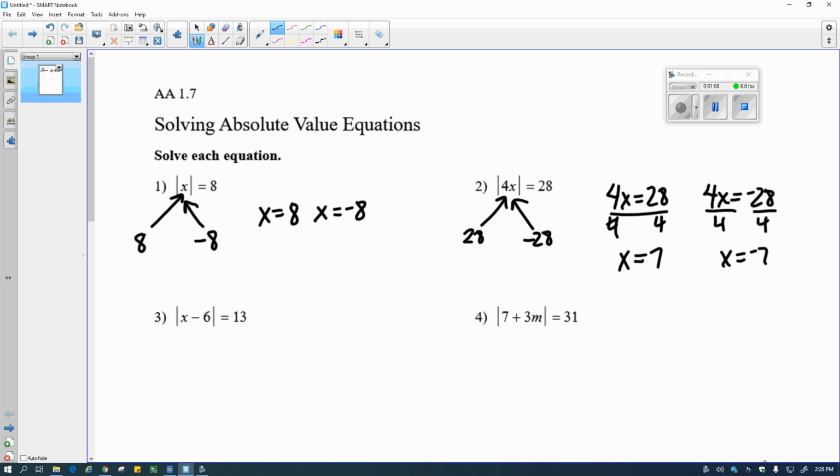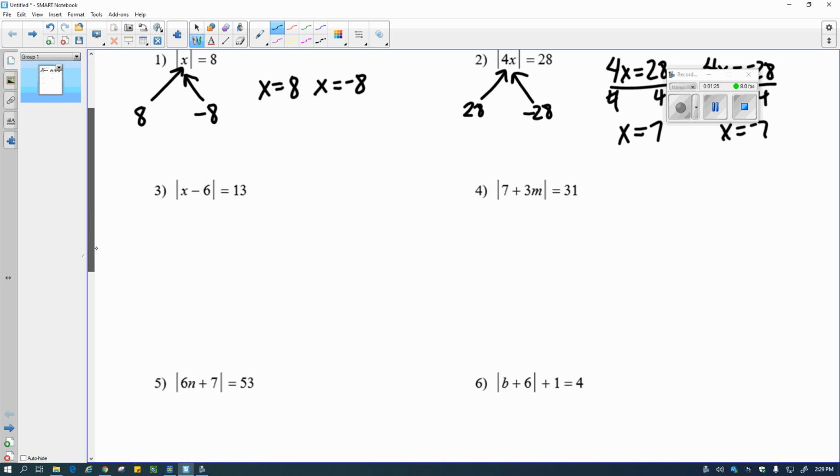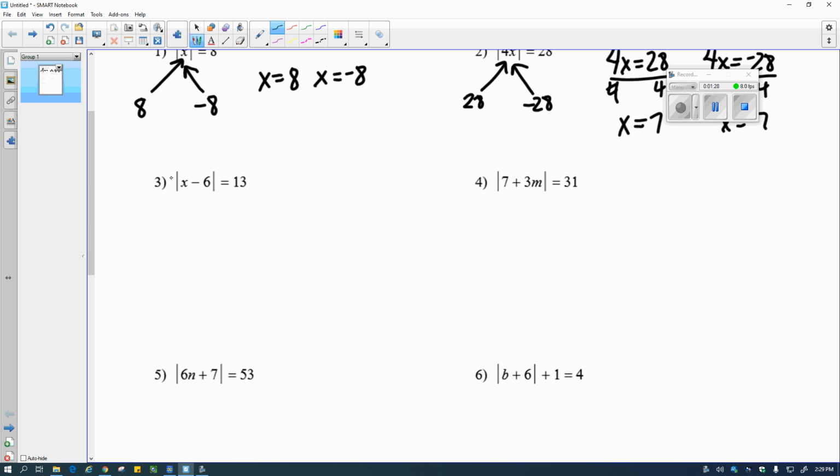These first two examples can be kind of deceiving, though, because when you think about an absolute value up to this point, it's always been a number and its opposite. But when we get into problems like 3, and actually even the remaining problems as we go through here, when we separate that value, that x minus 6 could be positive 13, it could be negative 13. When I set up my two equations, because I'm going to be adding 6 on both sides, the values aren't going to be opposites of each other.